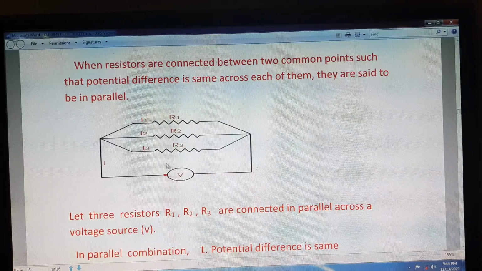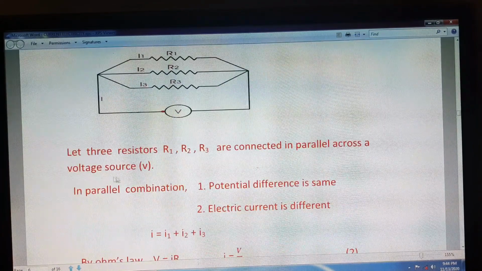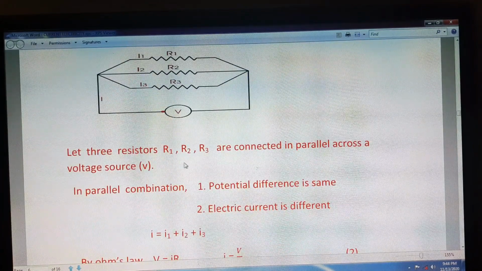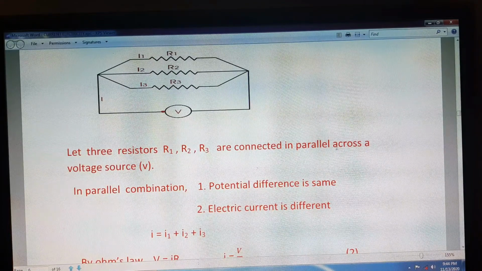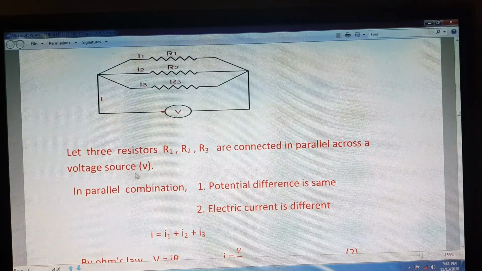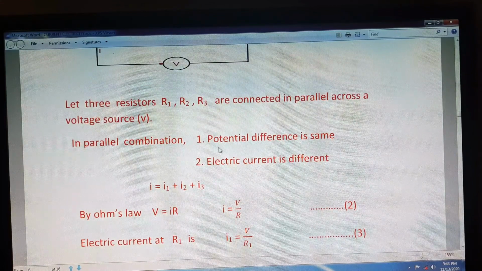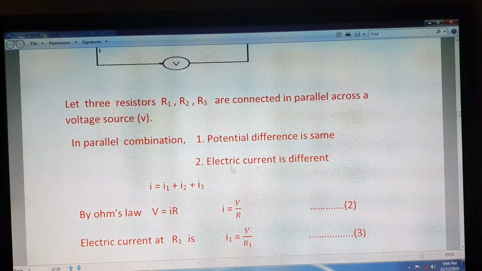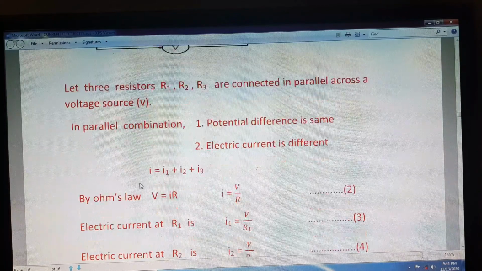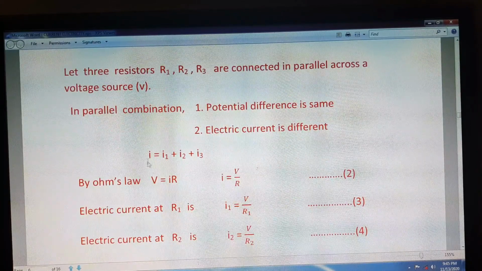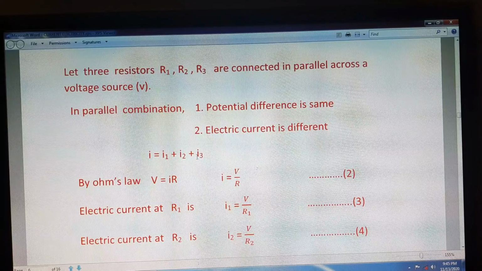It is represented by V. So let the 3 resistors R1, R2, R3 be connected in parallel across a voltage source V. In this situation, in the parallel combination, the potential difference is the same, but the electric current is different. So according to the law of conservation of energy, I is equal to I1 plus I2 plus I3.